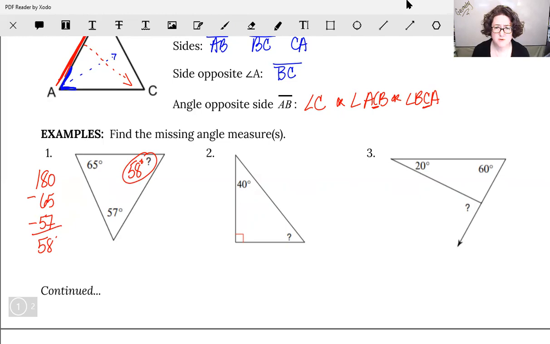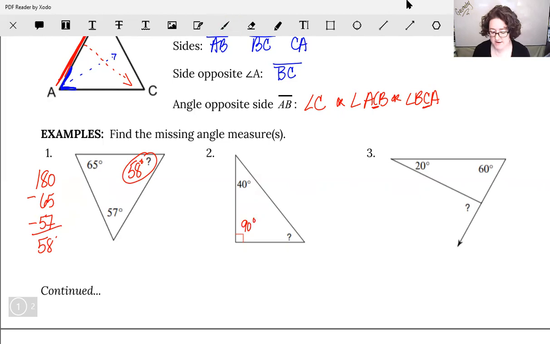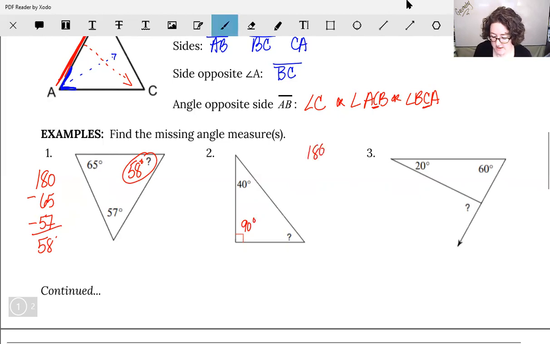Same thing I can do for example 2. We're given 40 degrees, and then we've got that box in the corner, which really means we've got a 90-degree angle. So we can do the same thing. Let's just subtract from 180. So 180 take away 90 would give me 90. Take away 40, well, 90 minus 40 would give me 50 degrees. So my missing angle is 50 degrees.